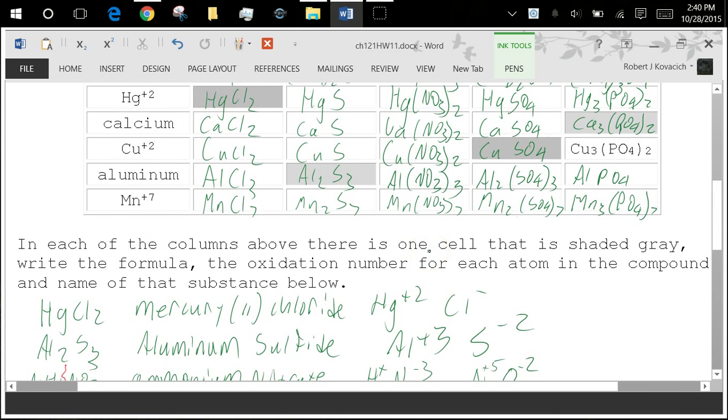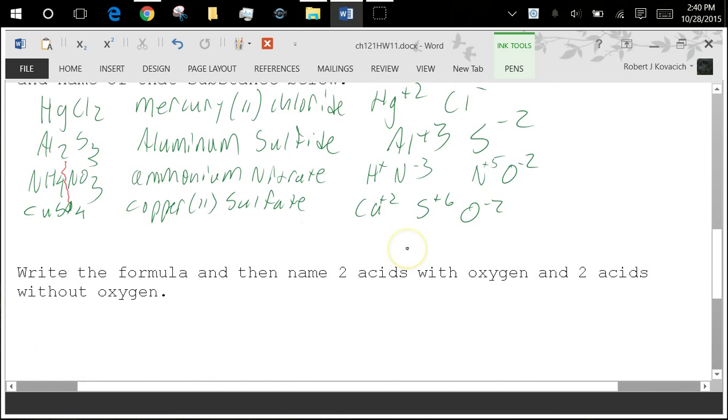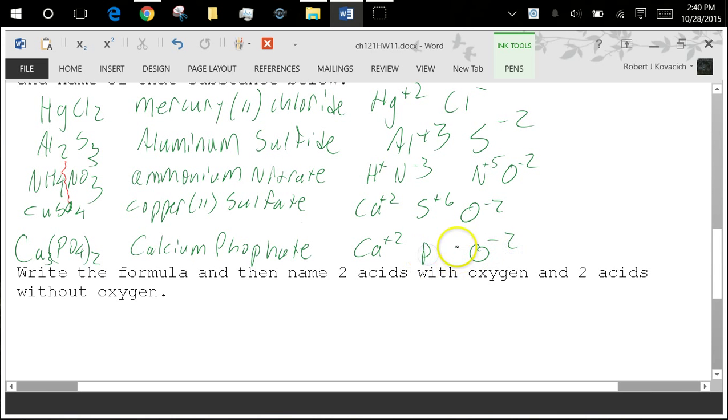And then the last one is the calcium phosphate. So Ca3(PO4)2. So Ca with a +2 charge, oxygen with a -2 charge, and phosphorus with a +5 charge. We okay with that?